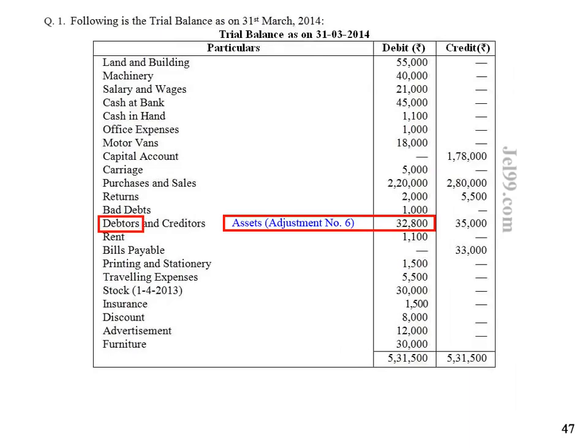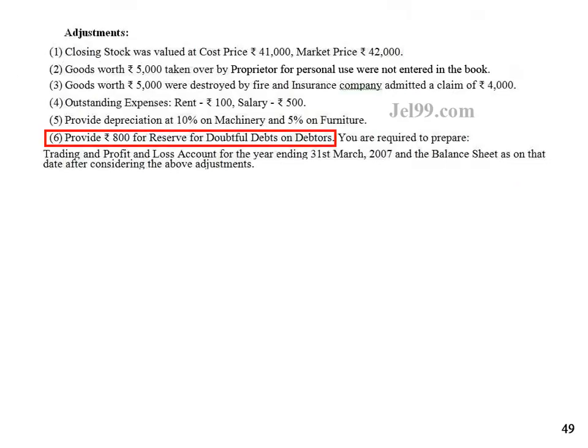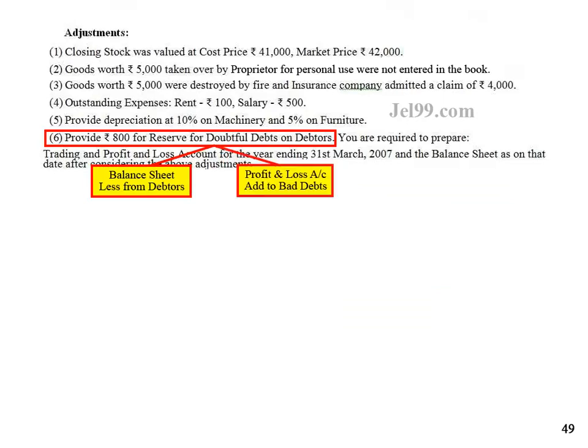Next is debtors of rupees 32,800, it is shown in balance sheet, assets side, debtors rupees 32,800, in a column because there is an adjustment on debtors. Adjustment number 6, provide rupees 800 for reserve for doubtful debts on debtors. It has two effects. First effect is shown in balance sheet, less from debtors, and the second effect is shown in profit and loss account, add to bad debts. Let's see its first effect.